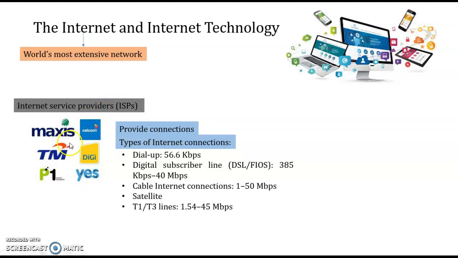Okay, so we have example here. So it will provide the connection and the type of internet connection. That's why kalau you nak subscribe apa-apa, you nak guna TM ke, you nak guna Maxis ke, Telkom ke, baca dulu internet connection dia macam mana.